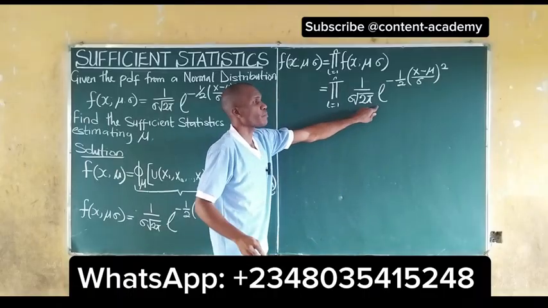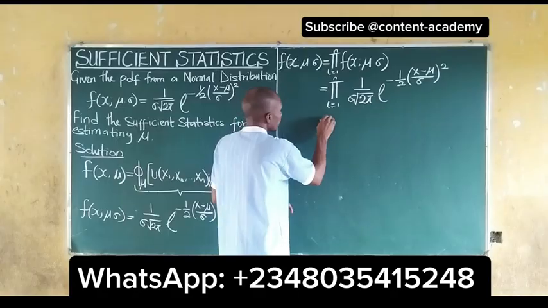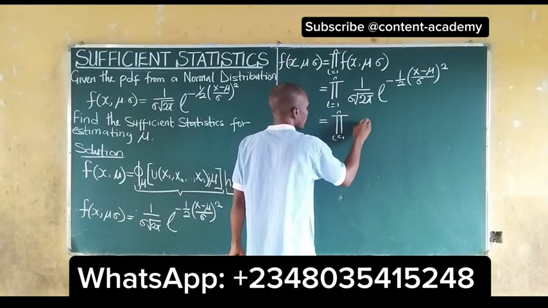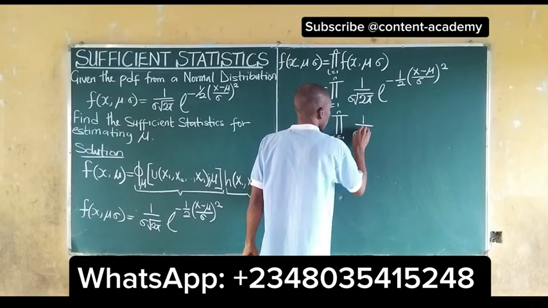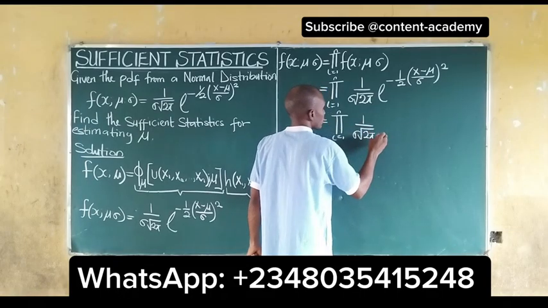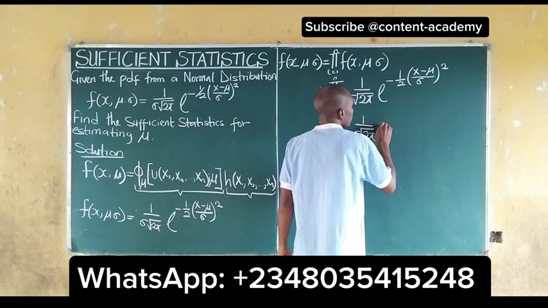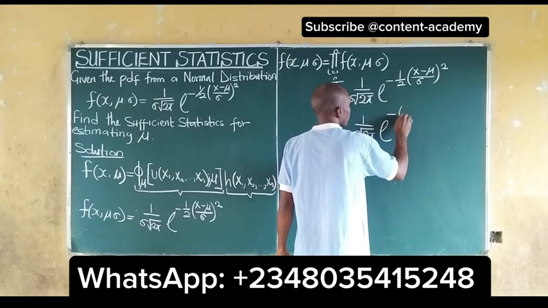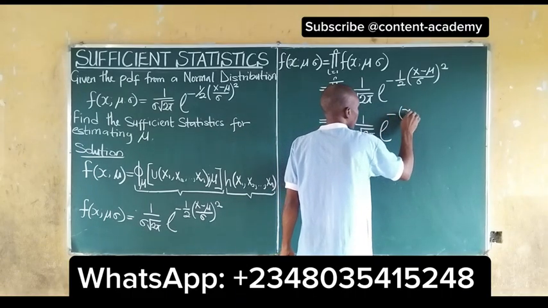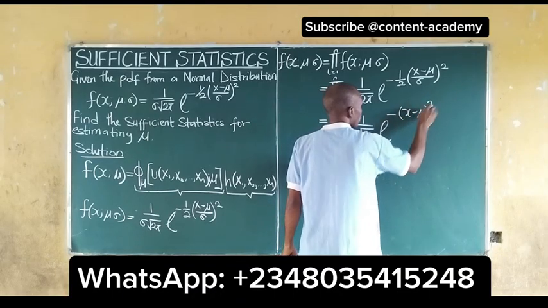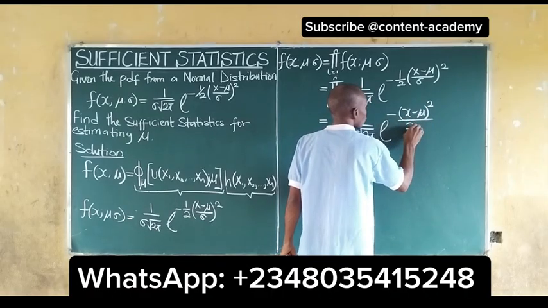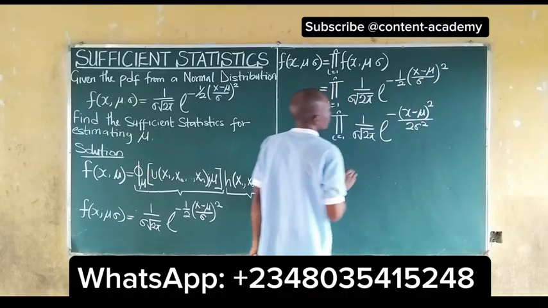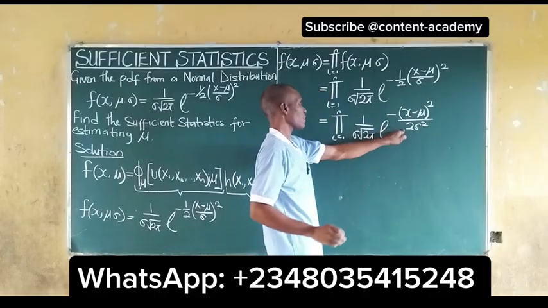Now, we can write this out properly. We can write it as the product as i running from 1 to n, 1 all over sigma square root of 2 pi, exponential negative (x minus mu) raised to the power of 2 all over 2 sigma squared. Because this will square this and this will square this. These two will multiply this. So we can write it out like this.